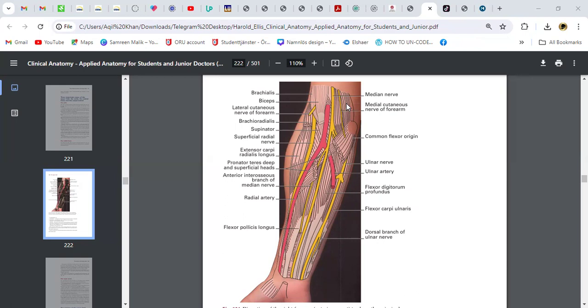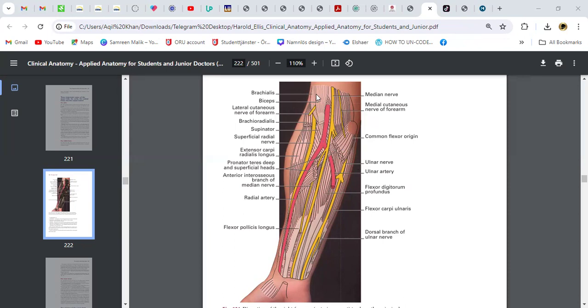And it's situated in the front of the elbow joint. This is the front of the elbow joint. The cubital fossa is a triangular intermuscular space. So this part, it's triangular and it's intermuscular. Intermuscular means in between muscles. These are all the muscles that you're looking at, and they are being labeled as well.